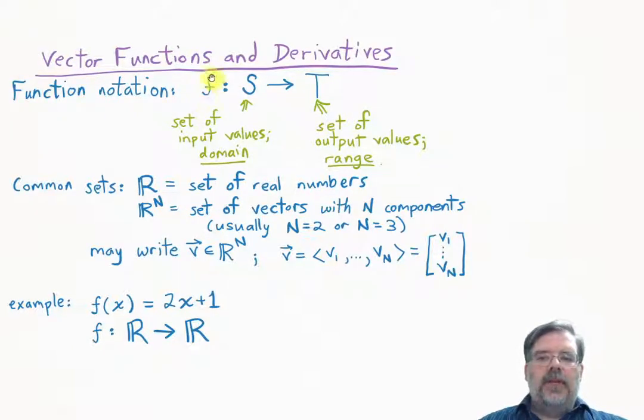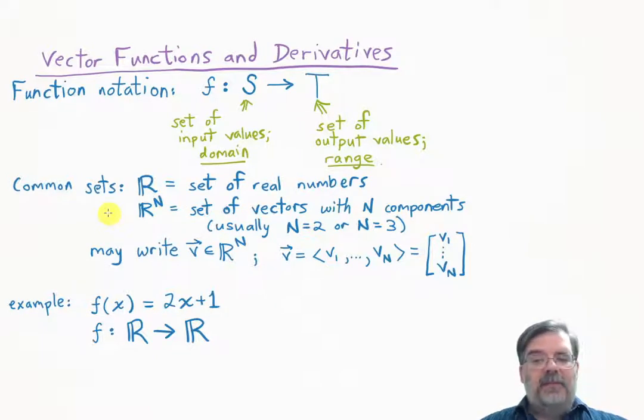Now, in general, it's going to help us to be familiar with function notation. So this notation, f colon S arrow T, means there's a function f which takes elements in the set S and returns elements in the set T. The set S is the set of input values, and sometimes called the domain of the function f. And the set T, the set of output values, is sometimes called the range of the function f.